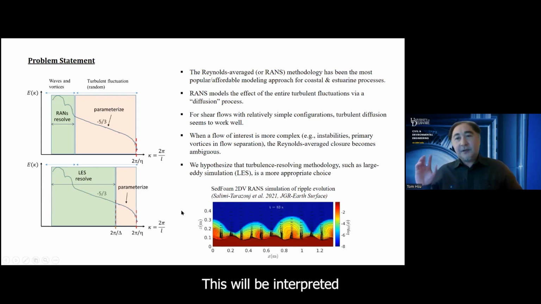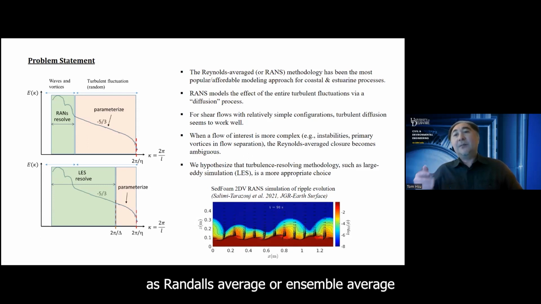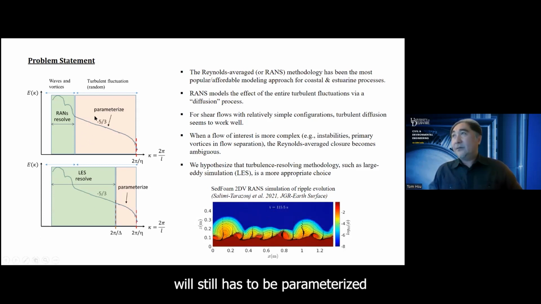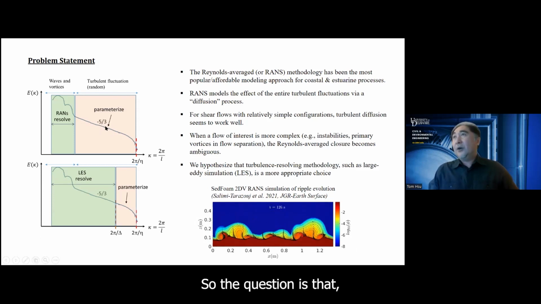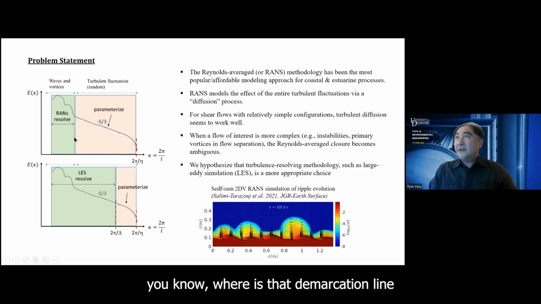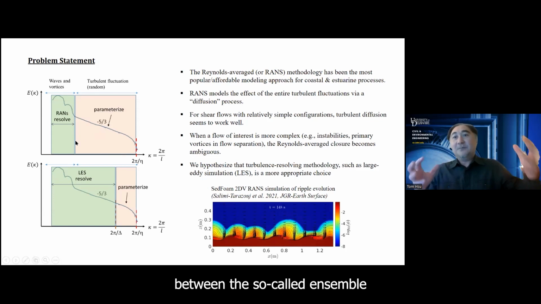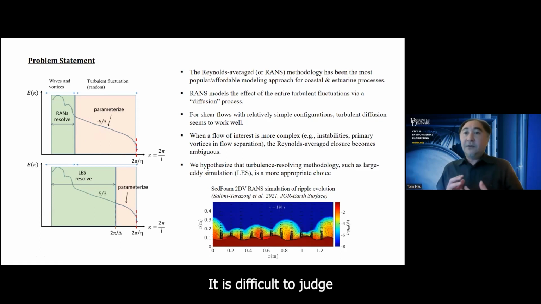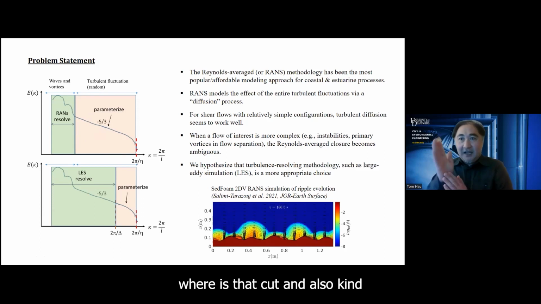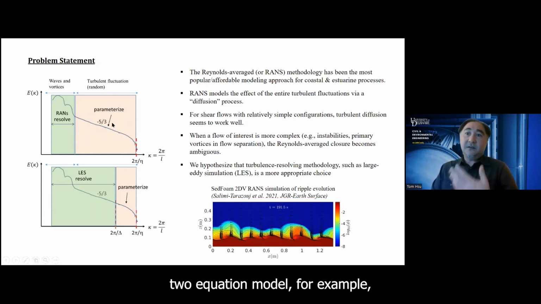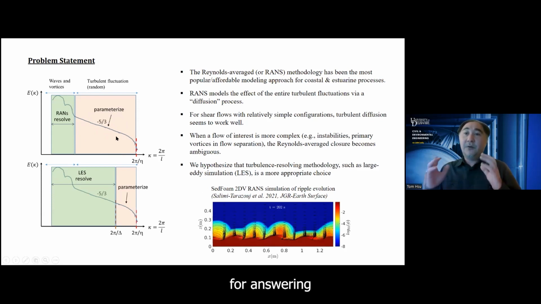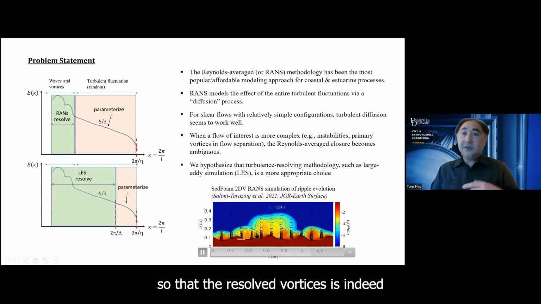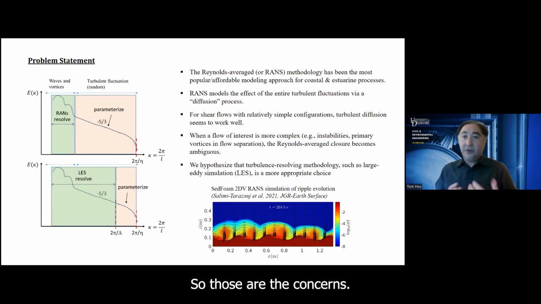Okay, but it's kind of interesting. This will be interpreted as Reynolds average or ensemble averaged vortices, and then the entire energy cascade process will still have to be parameterized by the turbulent diffusion. So the question is, where is that demarcation line between the so-called ensemble averaged vortices and the corresponding coherent structure and their cascade? It is difficult to judge where is that cut, and also, can all the existing two equation models really do a good job parameterizing the right amount of so-called turbulent diffusion so that the resolved vortices are indeed sufficiently accurate? So those are the concerns.